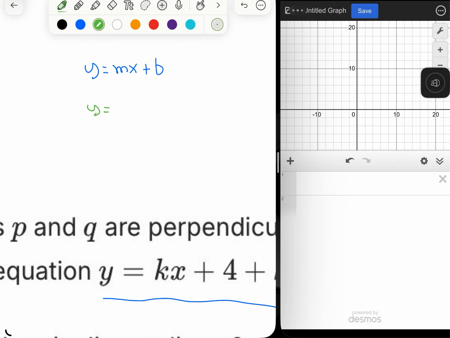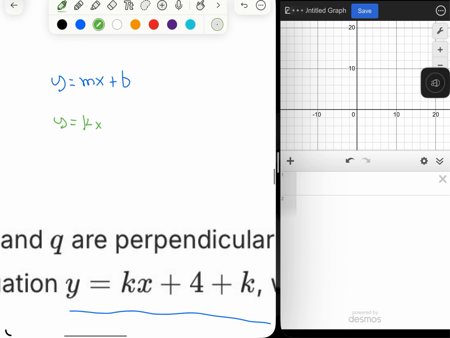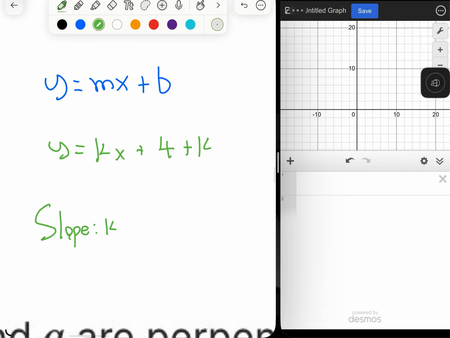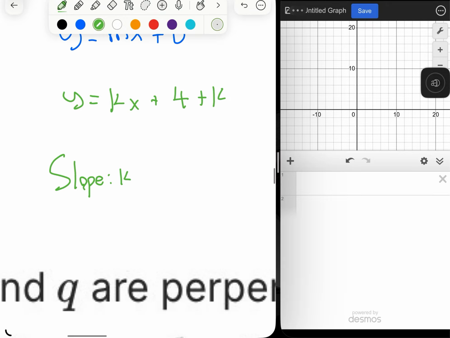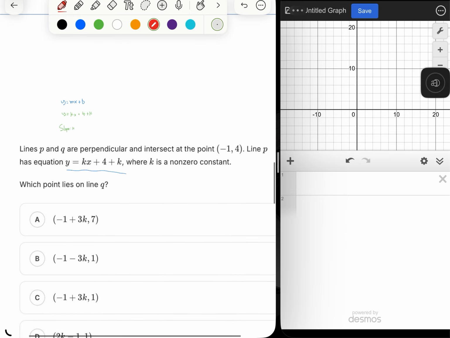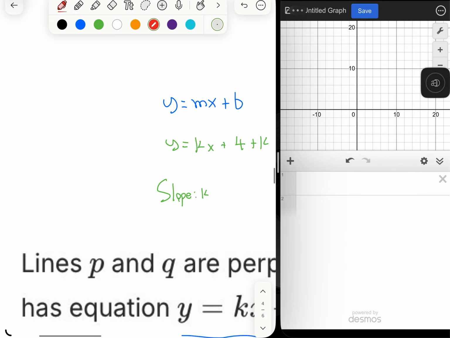If you have y equals kx plus 4 plus k, what is the slope of this line? If you see the x term, the slope is going to be k. So the slope of this line is k. And the intercept is 4 plus k, but we're not going to really worry about that right now. So this is line P, so I'm just going to write line P.